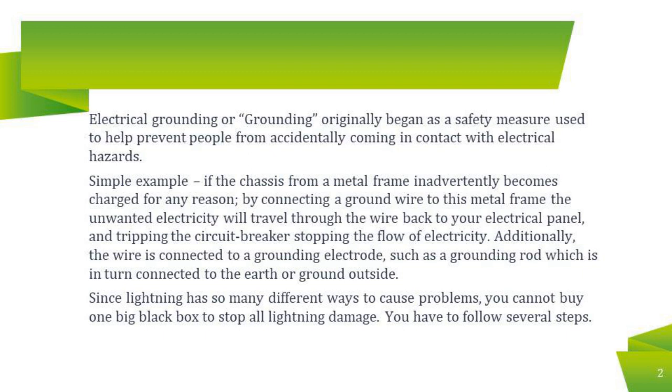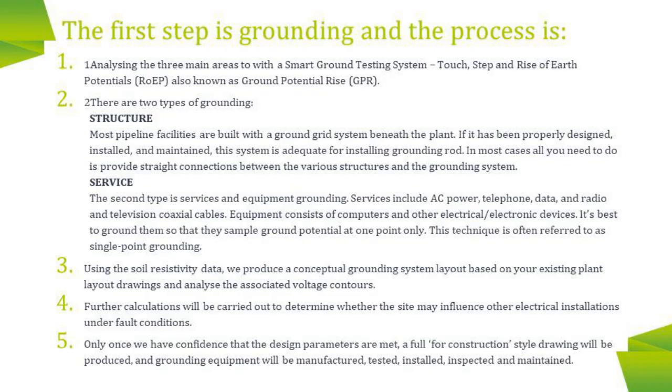Since lightning has so many different ways to cause problems, you cannot buy one big black box to stop all lightning damage. You have to follow several steps. The first step is grounding, and the process is: 1. Analyzing the three main areas with a smart ground testing system: touch, step, and rise of earth potentials, ROEP, also known as ground potential rise, GPR.